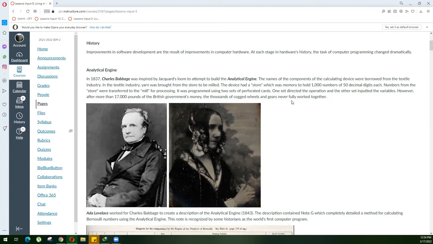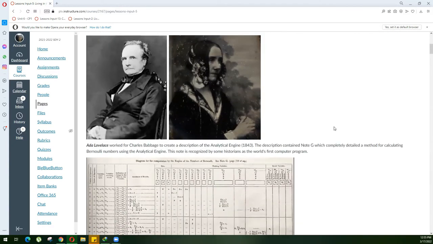However, after more than 17,000 pounds of the British government's money, the thousands of cogwheels and gears never fully worked together. So the analytical engine did not come to fruition, or did not come into reality, because it was never completed.